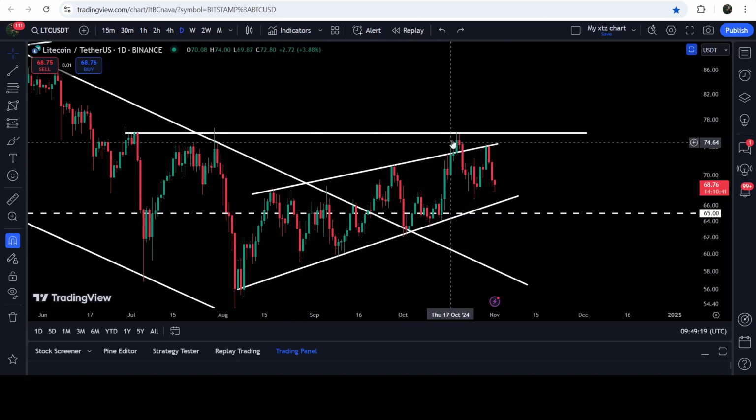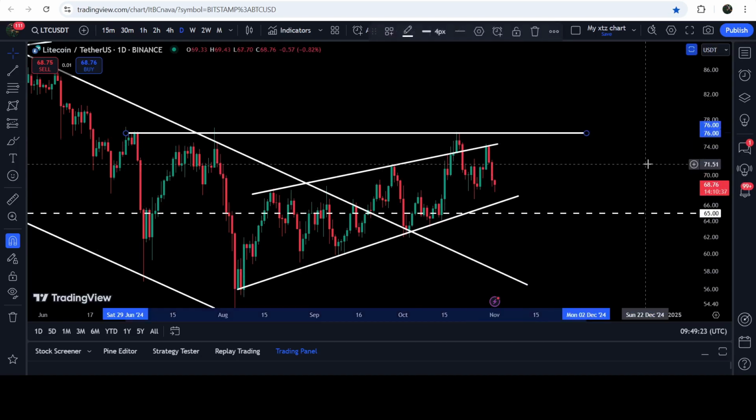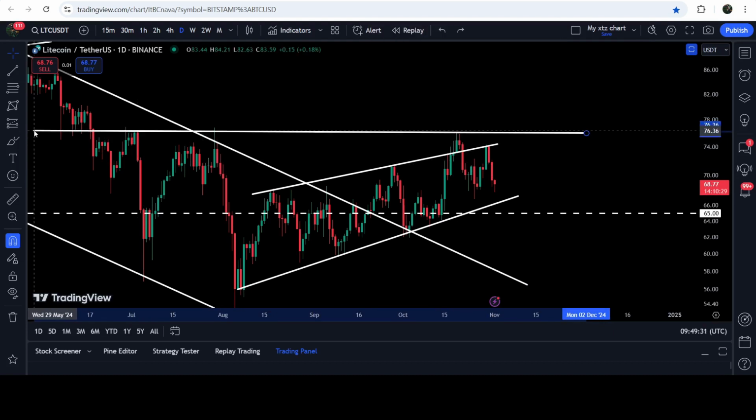A few days ago we had a fake out from this wedge, but here you can see that we have found another short-term resistance that is approximately at $76. You can see that the price got rejected here, here, and here as well. Before that, it was acting as a support here for several days, and now it has flipped into resistance after the breakdown.